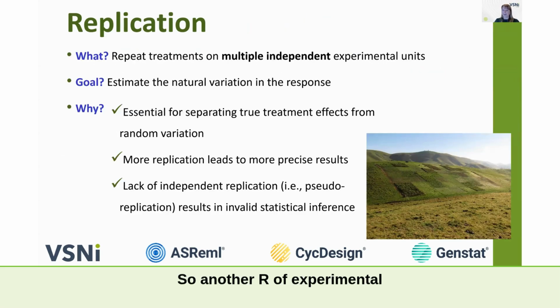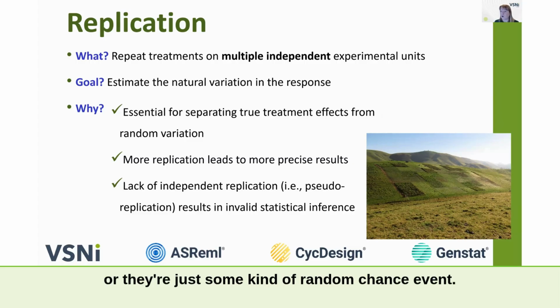So another R of experimental design is replication. Replication means repeating treatments on multiple independent experimental units. Our goal here is to capture the natural or inherent variation in the response, and this helps us tell whether those differences we observe in our data are due to treatment or they're just some kind of random chance event.